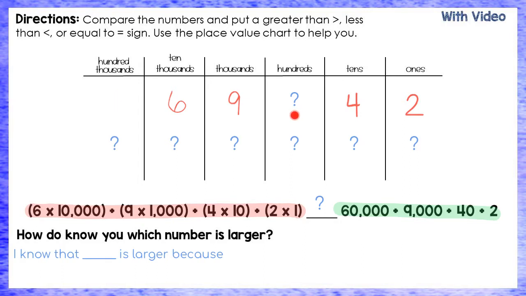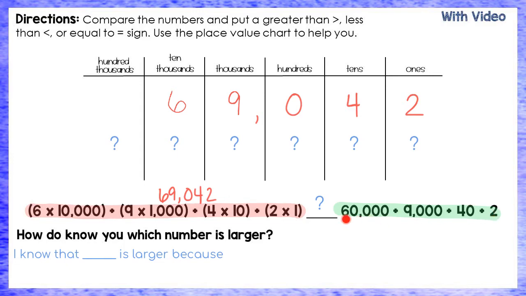And then in the hundreds place, we can't just ignore it. We must put our placeholder of 0 there because we have to have a 0 in order to have numbers in the 10,000s and thousands. We can't just ignore it altogether because we have to have a placeholder. So that tells us that our number is 69,042. So I'm actually going to write that here too. This is 69,042.